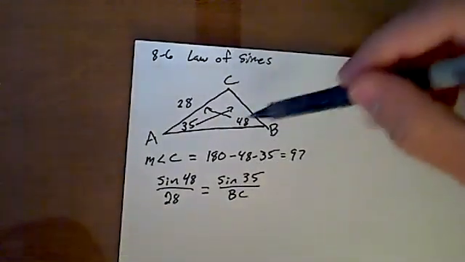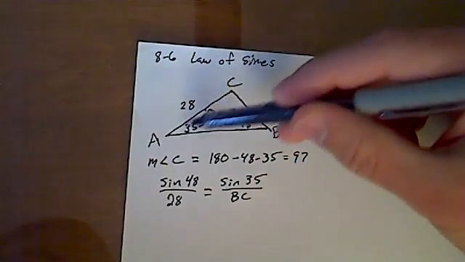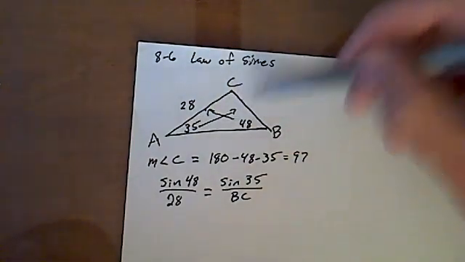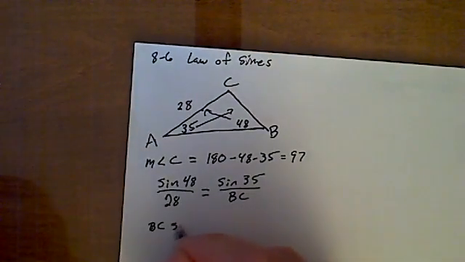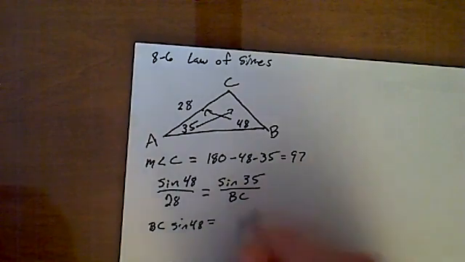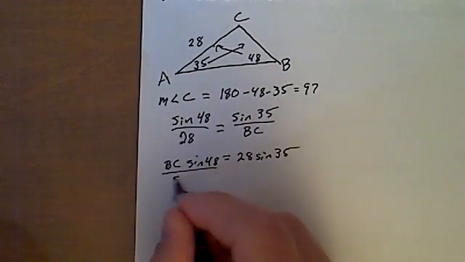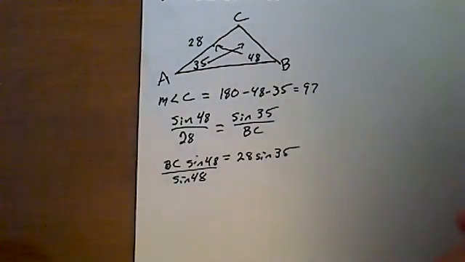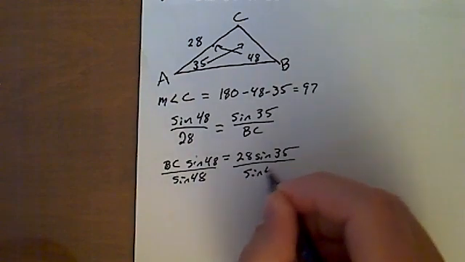One more time though. So it's the sine of an angle over the side opposite it, sine of an angle over the side opposite it. That's the one that we're looking for. We cross multiply and we get BC sine of 48 is 28 sine of 35. We want to know what BC is, so we're going to divide both sides by the sine of 48. The sine of 48 is just a number, right?